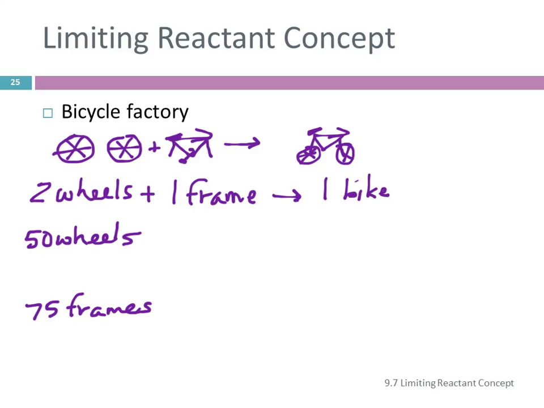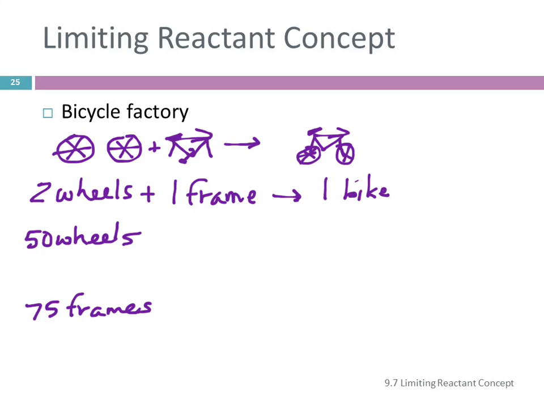It's because we know how to think about bicycles, right? And you're thinking, well, 50 wheels, I need 2 for each bicycle. So I can only make 25 bicycles out of that many wheels. I have 75 frames, but I can't use them all because I don't have enough wheels. And who's going to buy a bicycle without any wheels? That's no fun, right?